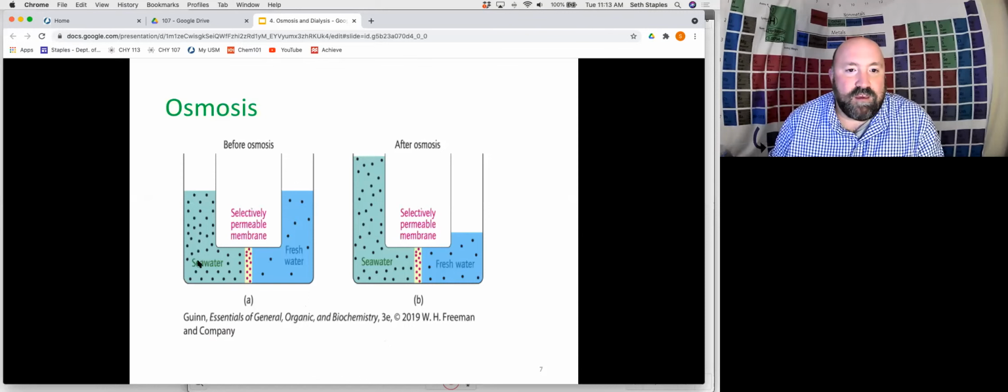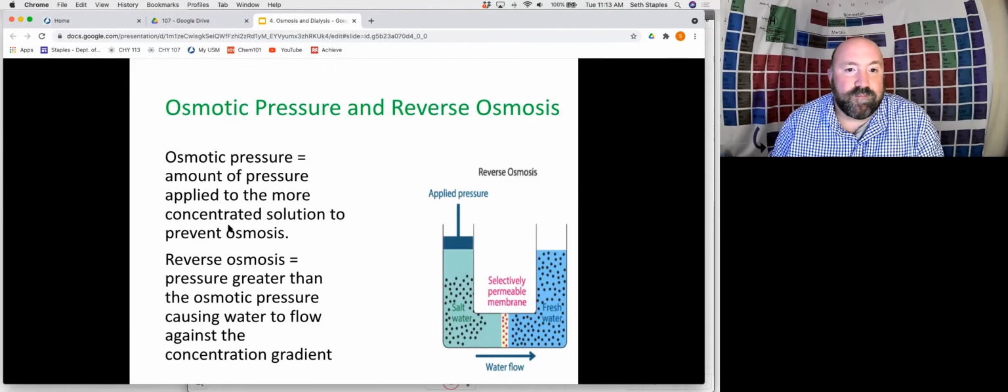Then we see just another example here, seawater and freshwater. So we have our selectively permeable membrane that is only going to allow water across. And we can see here that water is going to move into the chamber that has seawater in order to equalize these concentrations. So here's our hypertonic side, our hypotonic. So water will flow over until that concentration gradient is equalized. The osmotic pressure in a reverse osmosis system here is the amount of pressure that's applied to prevent that from happening. So again, normally water would be flowing in this direction in order to equalize this gradient.